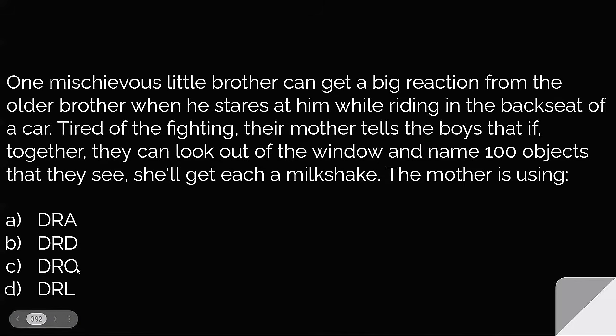So it's not DRO. And I talked with someone yesterday, so I want to make this point: certainly you could do a DRA, mother could do this, and a DRO at the same time. I want you to name 100 objects instead of fighting, and I also want you to not fight for 10 minutes. You could do both of these at the same time. In fact, you can do many different combinations of things at the same time.